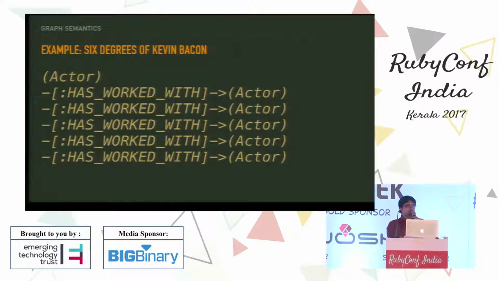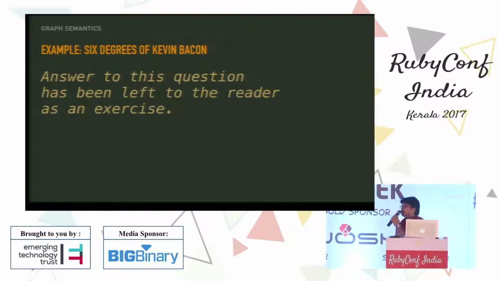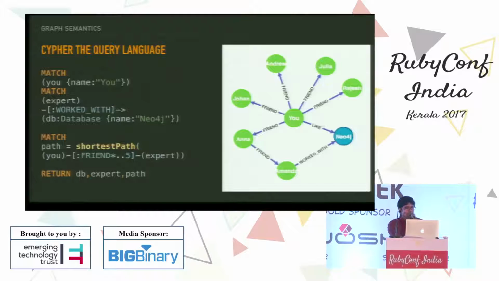So how do we actually solve this? Well, the answer to this question has been left to the reader as an exercise. And I'm only half joking. It's not really that difficult. Literally, if you go to the Neo4j website, on the first page you have an example which is pretty much similar to six degrees of Kevin Bacon. You're trying to find an expert who has worked with Neo4j within your network. And then you have constructs like shortest path and graph. I'm not going to go into details of this, it's available on the website with much more detail.